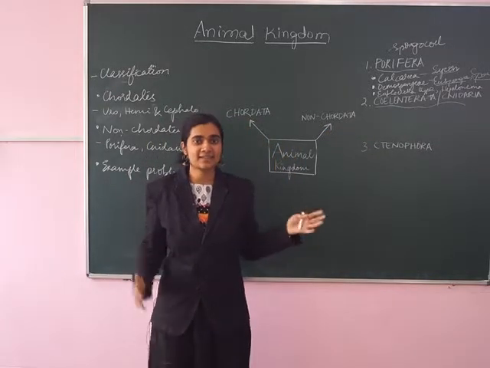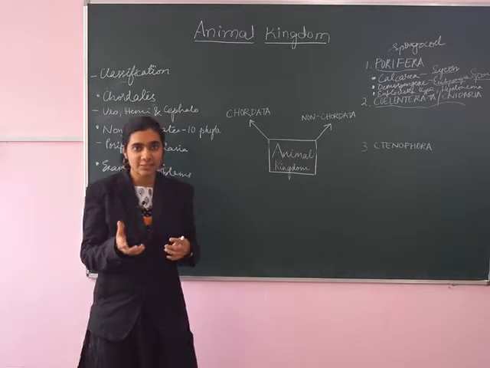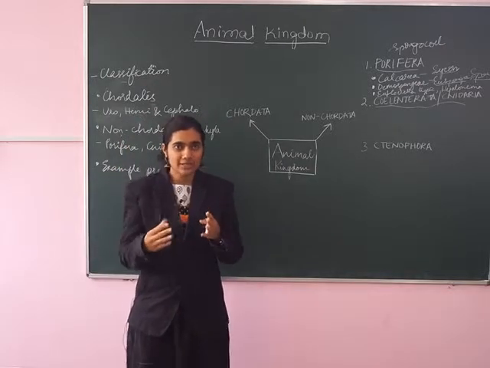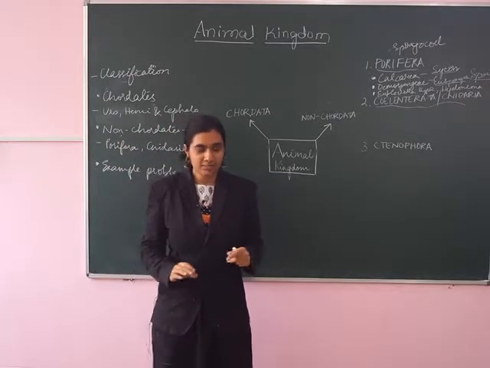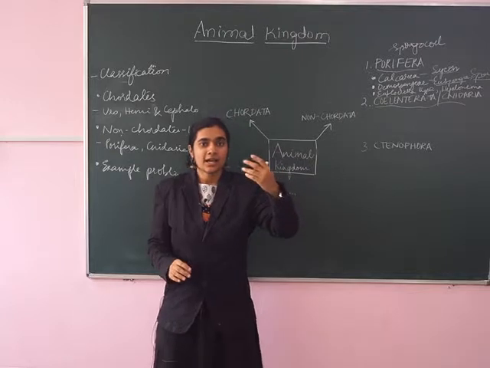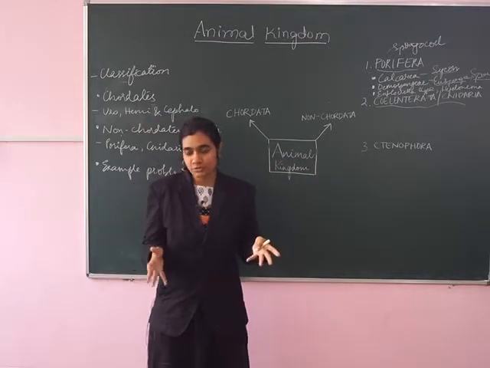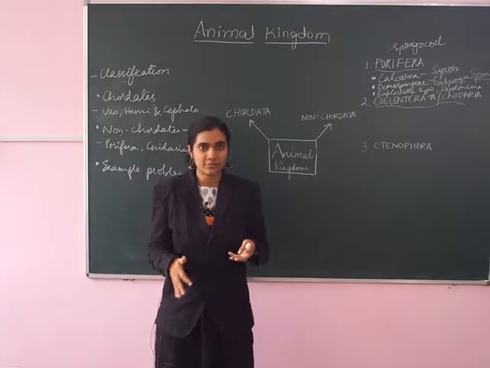Now coelenterata are sac-like organisms. When I say sac-like, it means they have a hollow sac-like structure, okay, and only an outer covering and an inner lining, and then they move about. They are either pelagic, they are usually sedentary, or even pelagic for that matter.